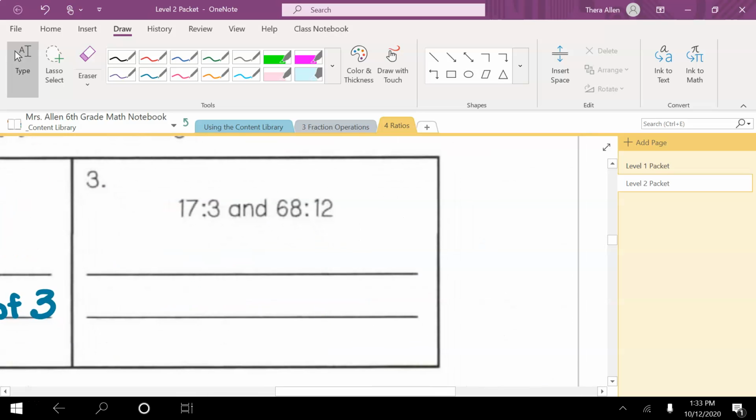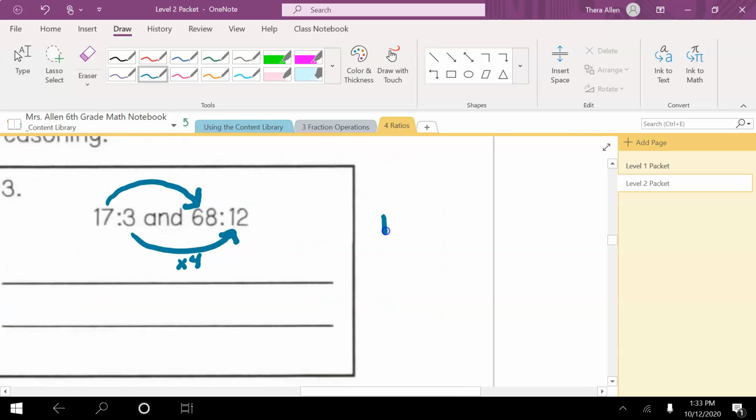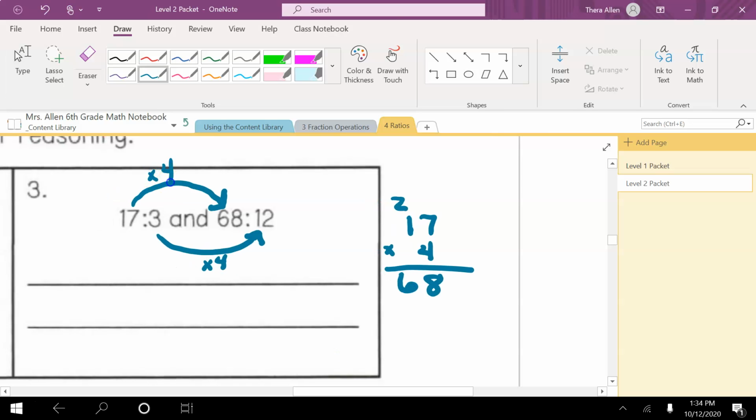Okay, so off the top of my head, I do not know 17 times what gives me 68. But I do know that 3 times 4 gives me 12. I'm going to go over to the side and try 17 times 4. 7 times 4 is 28. 4 times 1 is 4, plus 2 is 6, and that gives me 68. So this is equivalent. And our scale factor is 4.